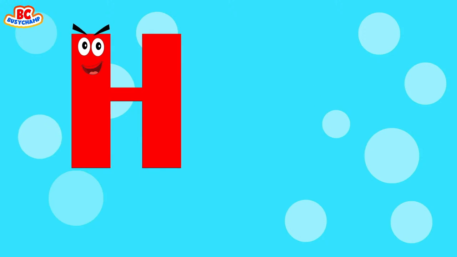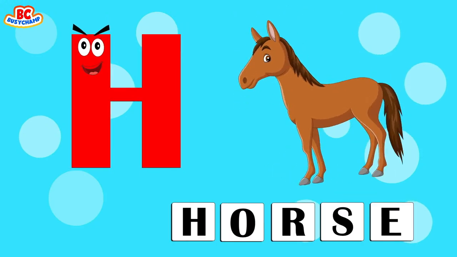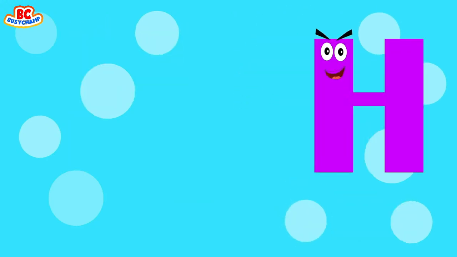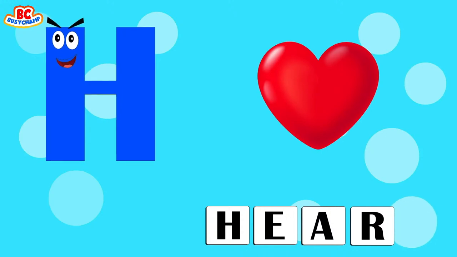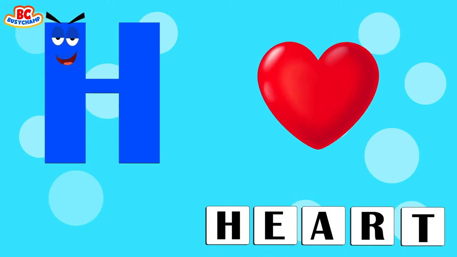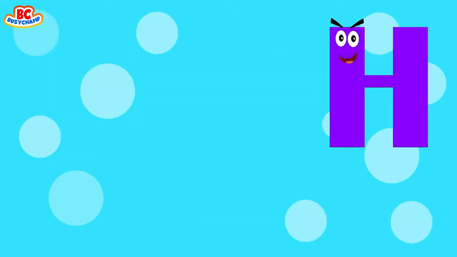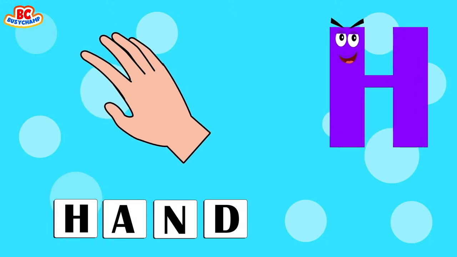H is for horse, h, h, horse. H is for hut, h, h, hut. H is for heart, ha ha heart. H is for hen, ha ha hen.